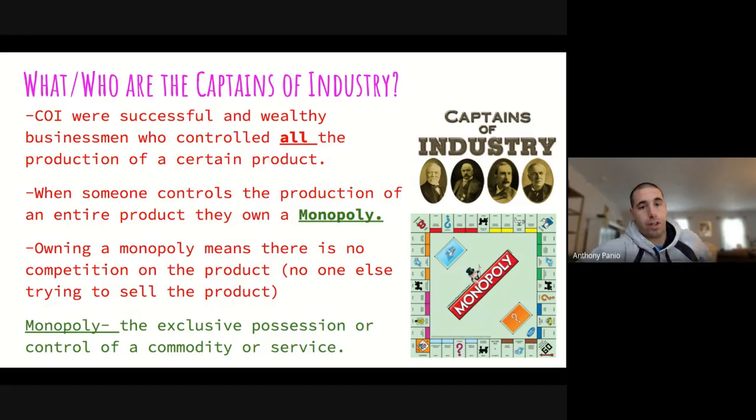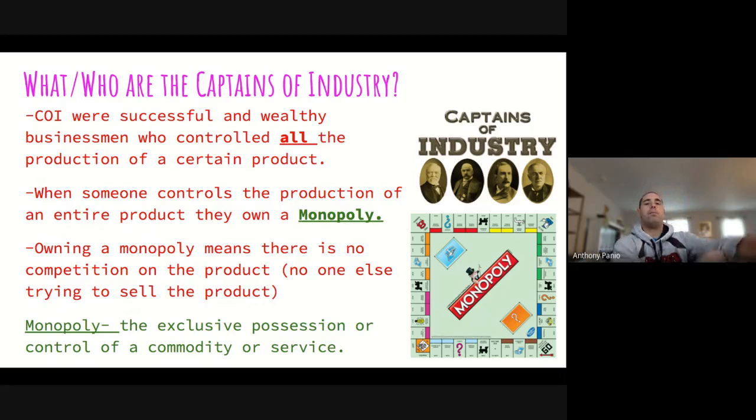But back in history, there used to be people that owned monopolies on a product. So picture Nike was the only company that made sneakers. That means they would own a monopoly. You couldn't go buy Adidas sneakers, you couldn't buy Air Force sneakers, you couldn't buy Under Armour sneakers, you couldn't buy Skechers. If you wanted to buy sneakers, you had to buy them from Nike. When someone controls the production of an entire product, they own a monopoly.